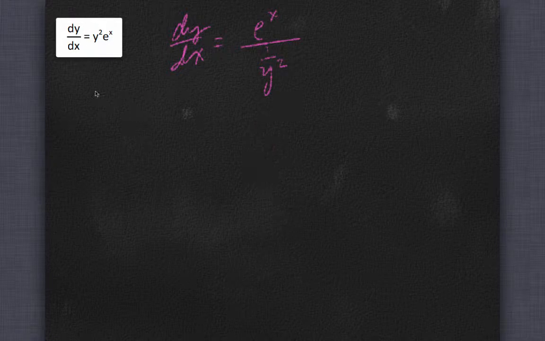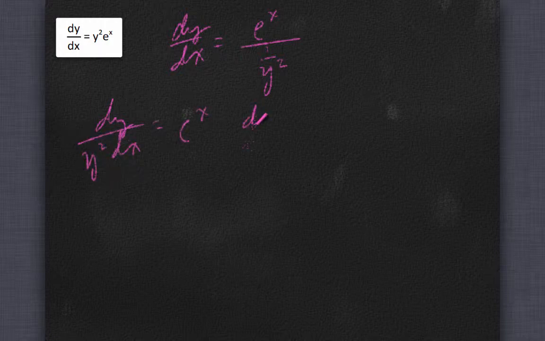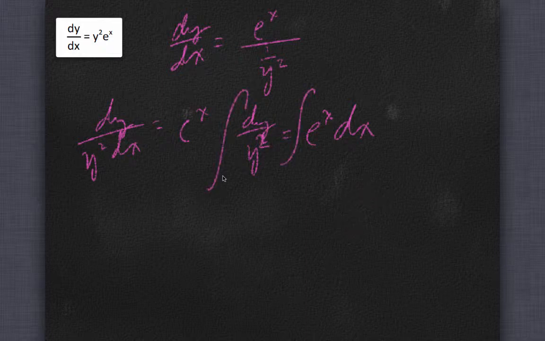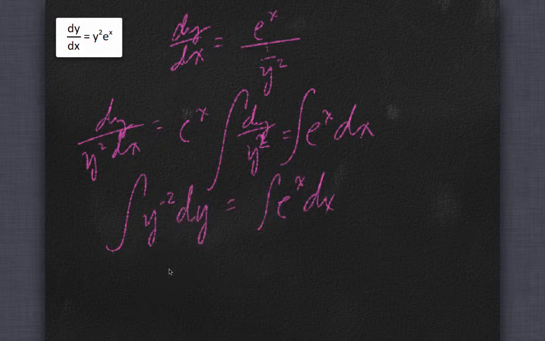Or we could divide through by y squared, and then multiply through by dx. And then once I have it like this, it is y to the negative 2. Okay, so y to the minus 1 over minus 1 equals e to the x plus a constant.